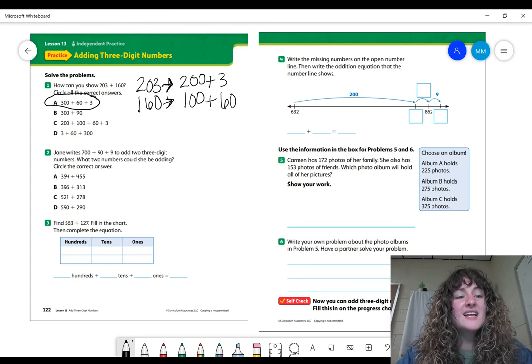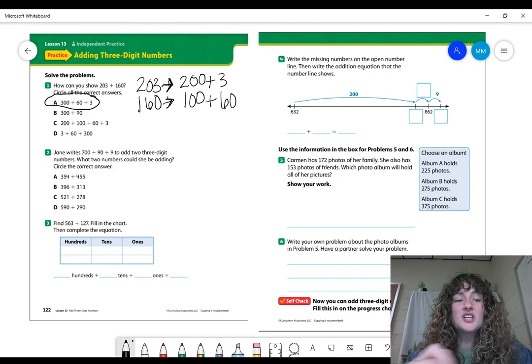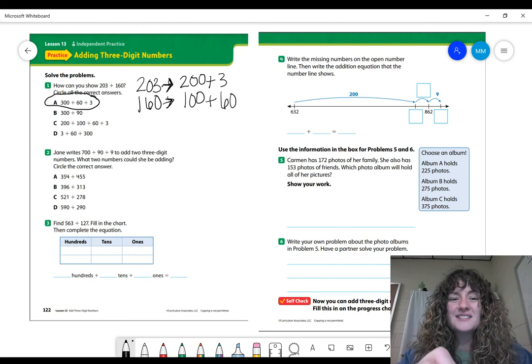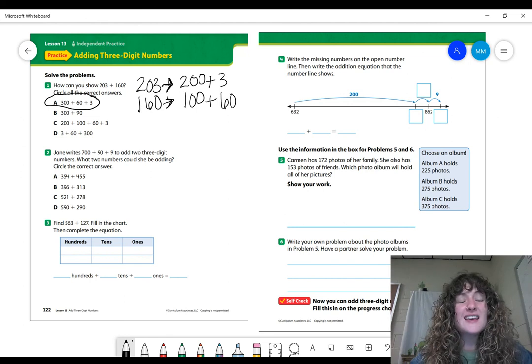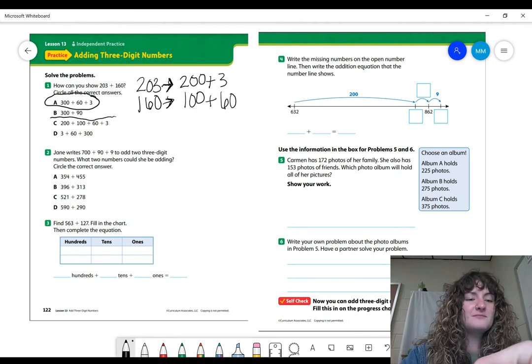All right, let's look at C. It says 200 plus 100 plus 60 plus 3. Look at the value of our digits. We have 200 plus 100 plus 60 plus 3. Could we use this number sentence to find our whole? Yes, because it is showing us the value of all our digits.